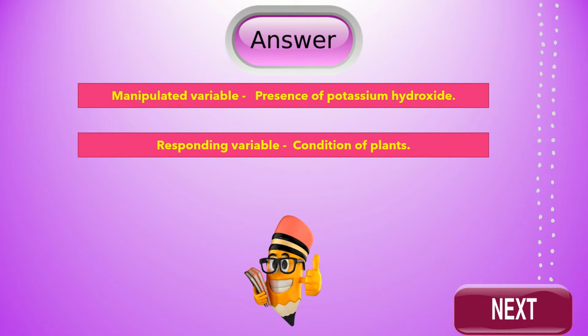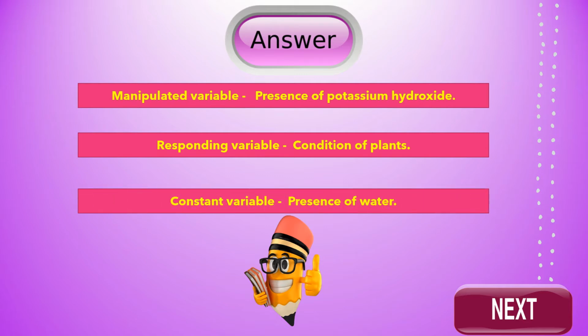The responding variable is the condition of the plants, that means the results at the end of the experiment. And the constant variable is the presence of water, because both plants are watered. Let's go to the next example.